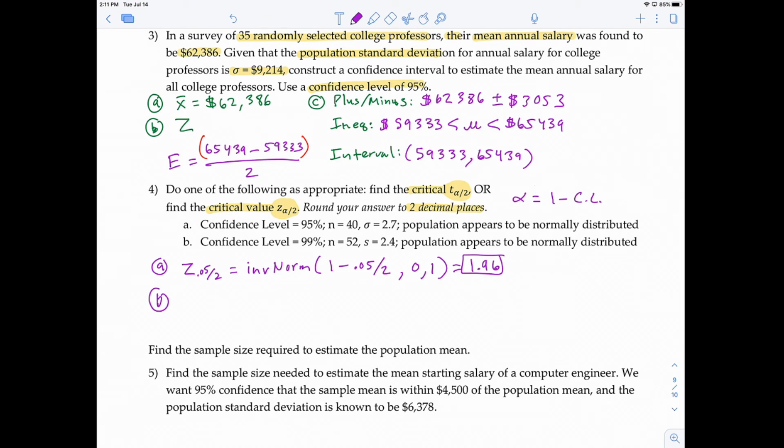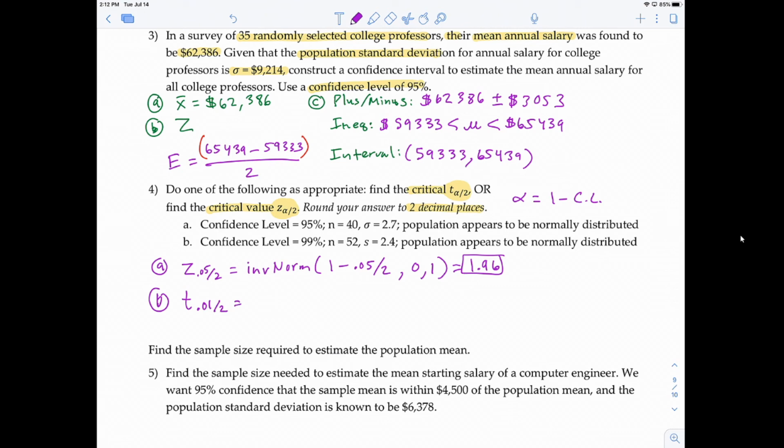Okay, so for question B, we have a confidence level of 99%, n is equal to 52, s is 2.4, where s is the sample standard deviation, and the population appears to be normally distributed. So we know that s is known, which means sigma is unknown. In that case, if sigma is unknown, then we're in the t distribution, which means we need to figure out t sub alpha divided by 2. Let's figure out what alpha is first, right? Alpha is equal to 1 minus the confidence level. So in this case, that's 1 minus 0.99, which makes alpha 0.01.